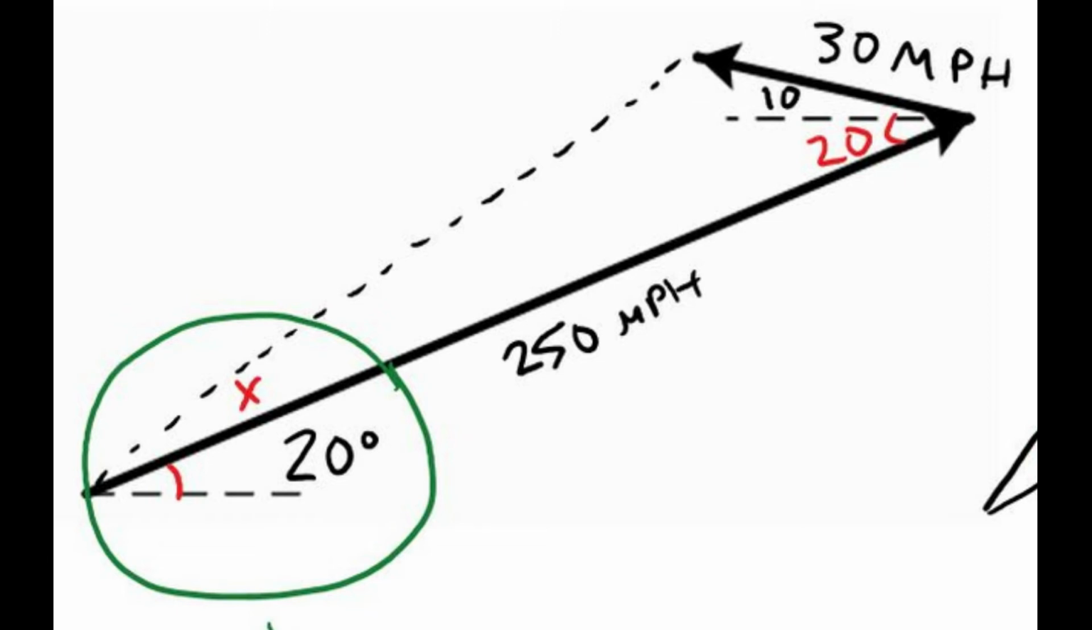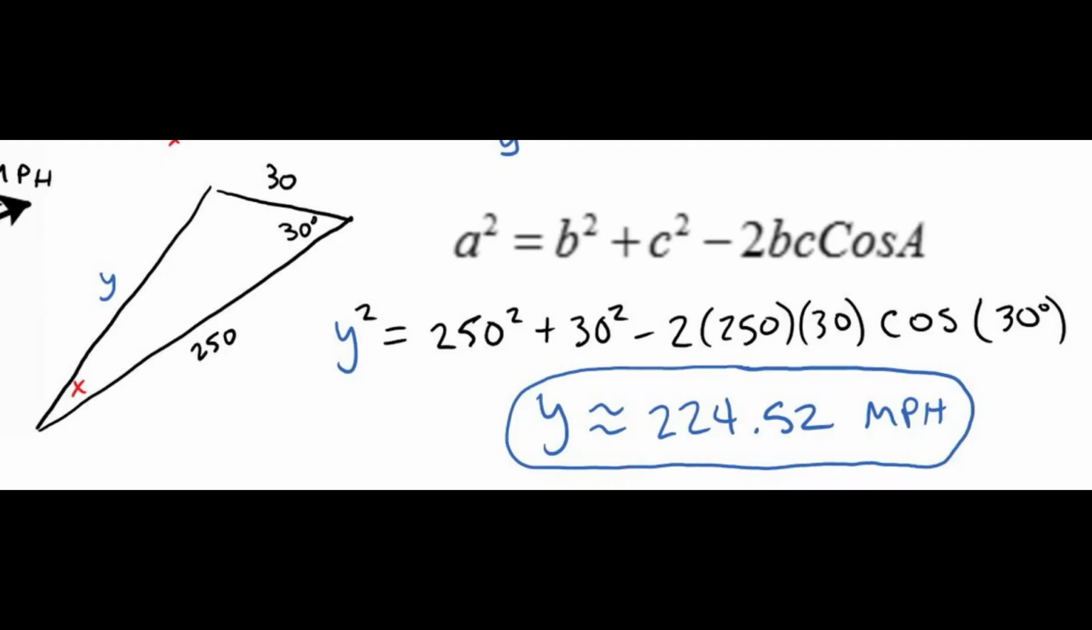So I drew a simplified version of this triangle over here to the right. It doesn't have all the extra stuff in it. We have a length of 250, we have a length of 30, and then we have the angle in between. So we have side, angle, side. So we're going to use law of cosines. The first thing I solved for was the missing side. If you plug all this into a calculator correctly and square root it, you'll get 224.52.